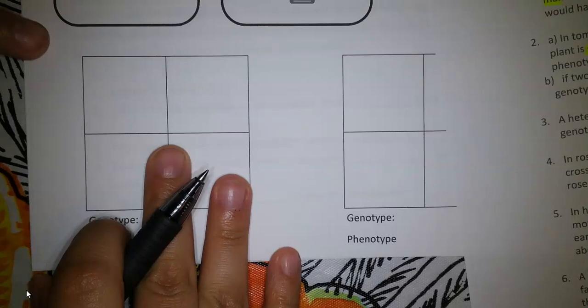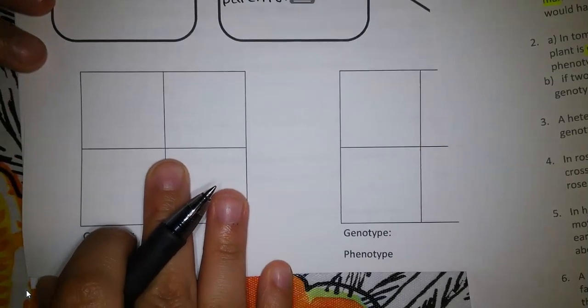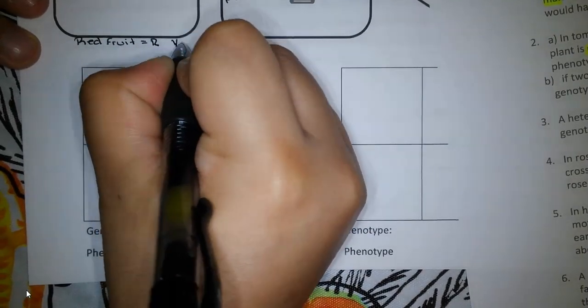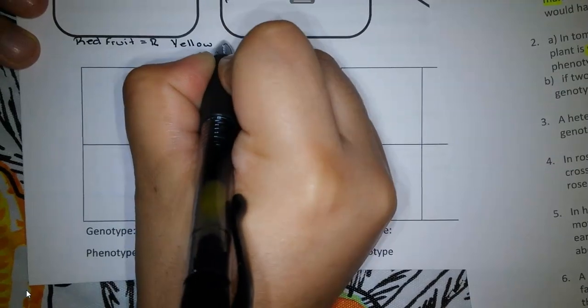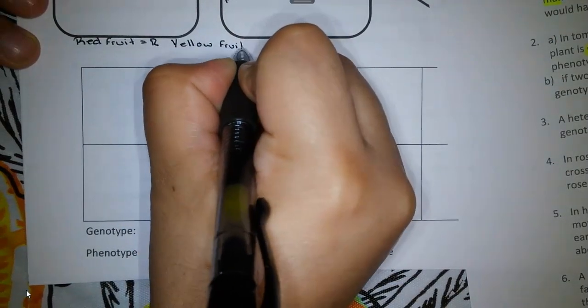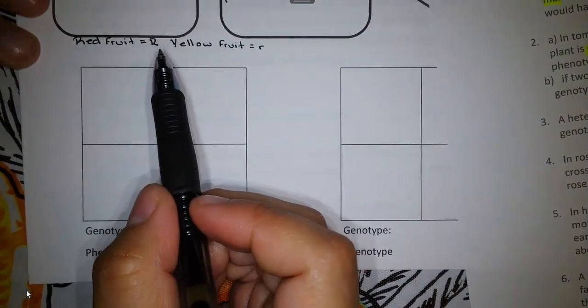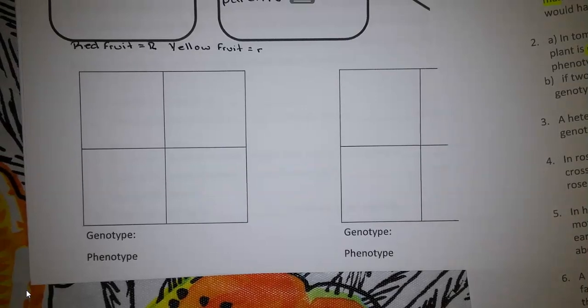So we're going to write the information right here, really small. So we know that red fruit is capital R and yellow fruit is lowercase r. Now if you see, my alleles are the same. I'm not using R for red, Y for yellow, because we're talking about the same plant. We're talking about the same tomato plant.